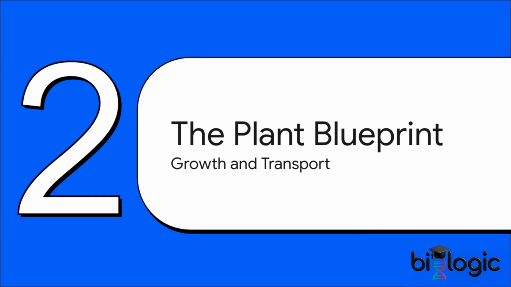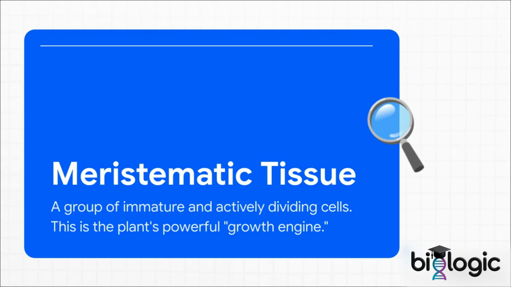For any plant, the main challenges are pretty straightforward, but also profound. How do you grow up towards the light? How do you stay strong? And how do you get water and food to every part of your body? The secret to all plant growth lies in this amazing stuff called meristematic tissue. You can pretty much think of it as the plant's growth engine.